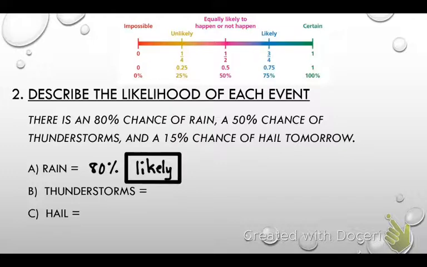Next up, thunderstorms. What percent chance did it give us there? 50% chance. So what would that be? Equally likely to happen or not happen.